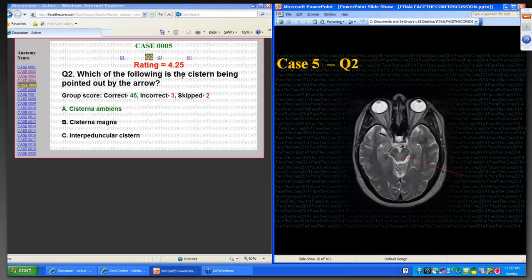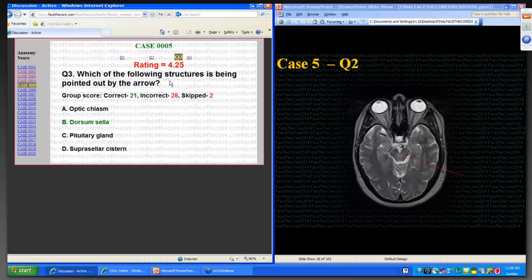The next question is, which of the following is the cistern being pointed out by the arrow? Is it the cisterna magna, the interpeduncular cistern, or the ambient cistern? The correct answer is A, the ambient cistern. And we talked about the trochlear nerve coursing in that location. Interpeduncular cistern we talked about before, between the cerebral peduncles, and cisterna magna is going to be in the posterior fossa.